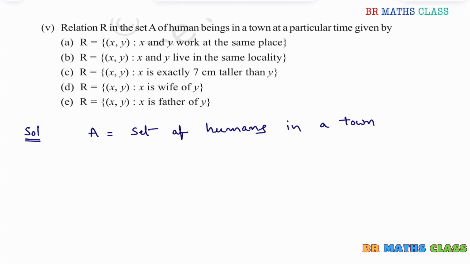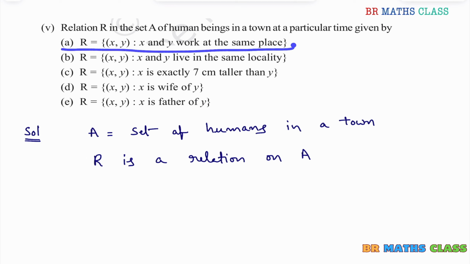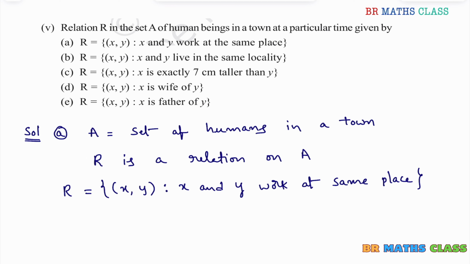Second one is, the relation is on which set. You see here R is a relation in the set A. They have given that R is a relation on A. R is a relation on A means R is a relation from A to A. And finally, the given relation. In the A bit, the relation is given like this: ordered pair x comma y such that x and y work at the same place.